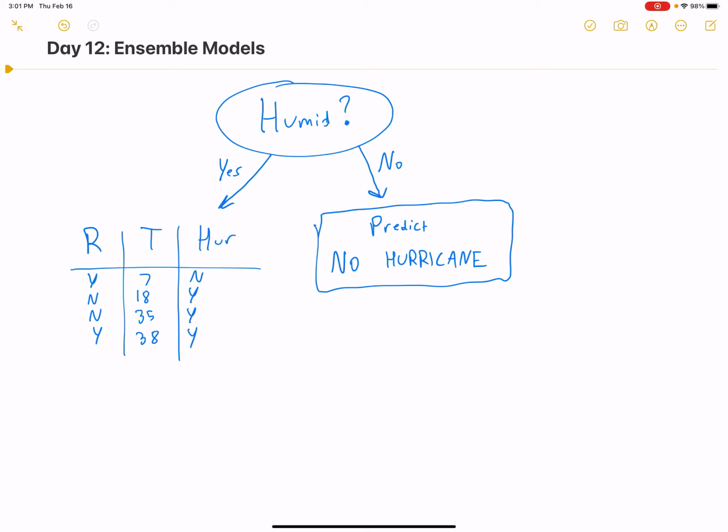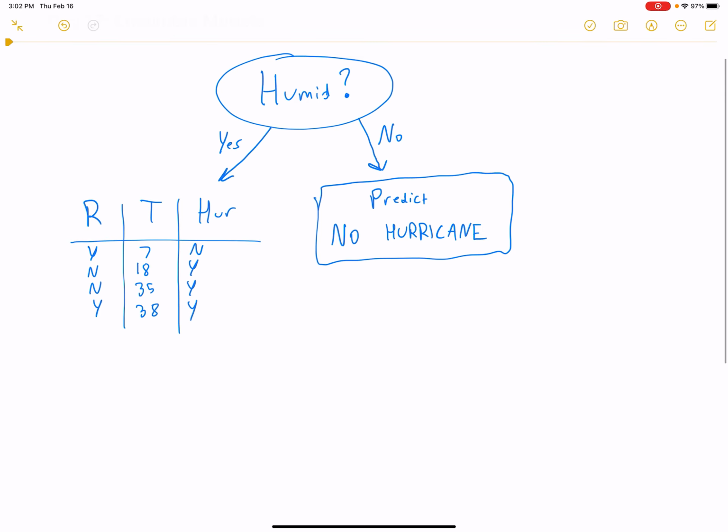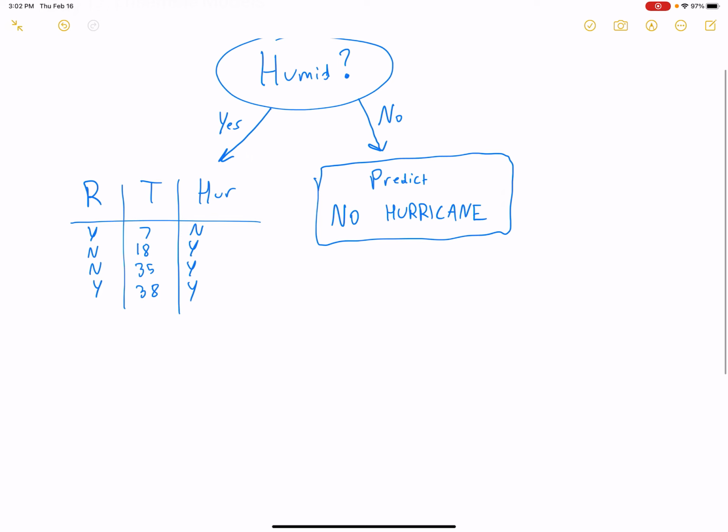I guess a hint, recall that the reason we stopped and predicted no hurricane when humidity is no is because whenever humidity is no, hurricane was also no. So we could just stop there. Do you see anything like that for this remaining part of the data set? Yeah, and what would we split on for temperature? Yeah, we could split on 18. We could do the average between 7 and 18, which would give us 12.5.